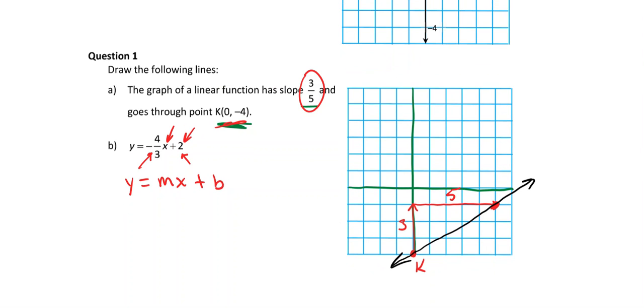So I know I have a point at 2. That's where we're starting. And then where from there? Yeah, rise over run. Down 4 over 3, because it's negative 4 over 3. So I'm going to go down 4 and over 3, and that's going to be my new point.